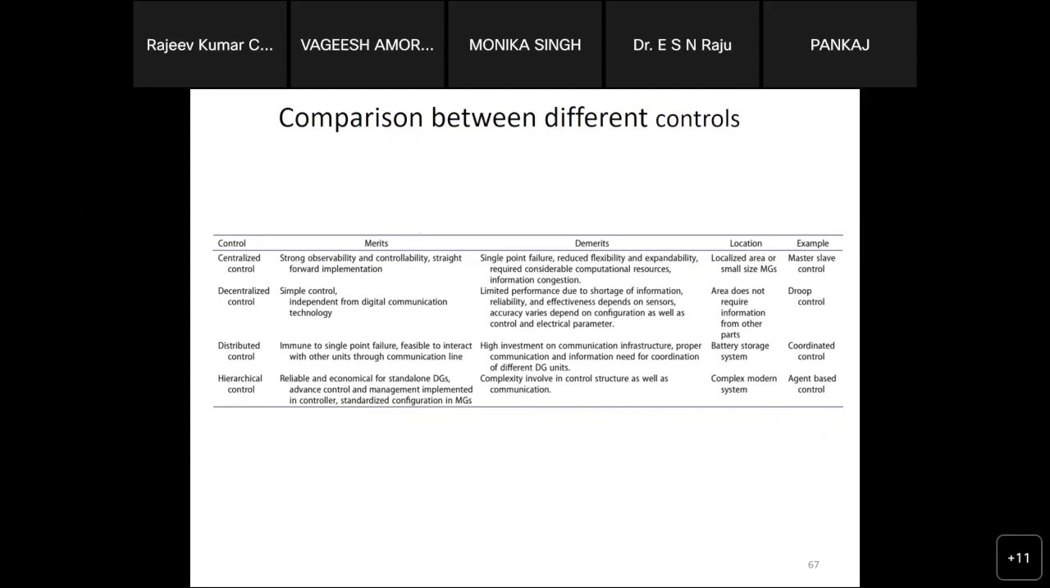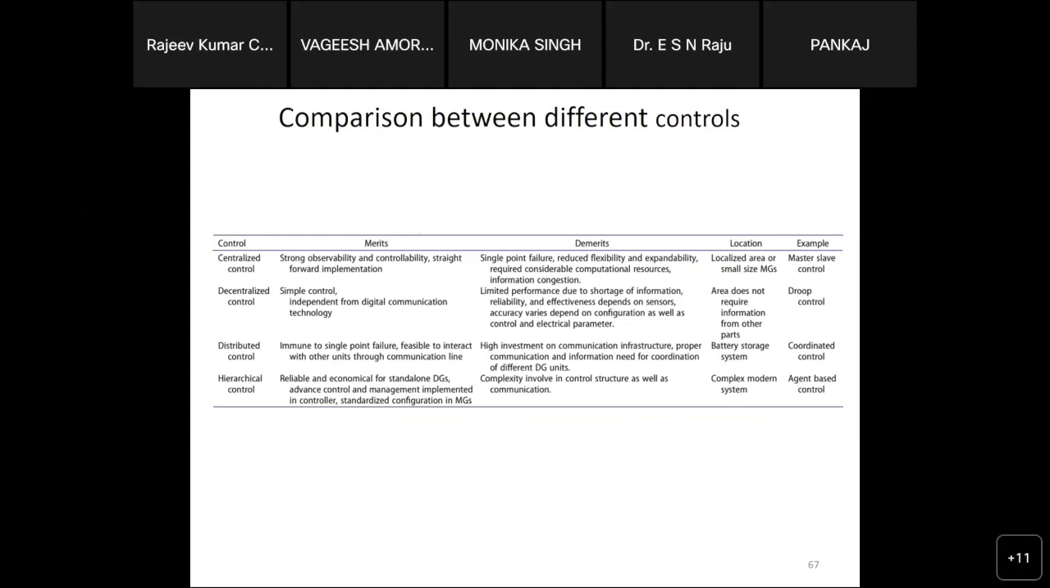When we look at hierarchical control, it is the combination of centralized and decentralized control, or centralized and distributed control, hierarchical distributed control. It is mainly reliable and economical for standalone microgrids or standalone DC units. Here also the main demerit is complexity in the control structure when we go for hierarchical control.